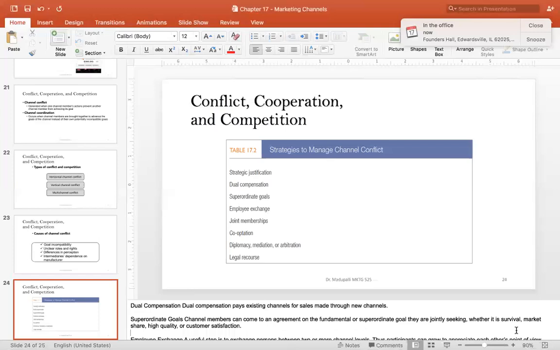Superordinate goals: they can come to an agreement on the fundamental goal they are jointly seeking, where the survival, the market share, and the high quality of customer satisfaction, meaning making sure that we all have the same goals, right? Or at least exchange. So those are some of the strategies that you can use. There are many more. Please read it at your convenience.